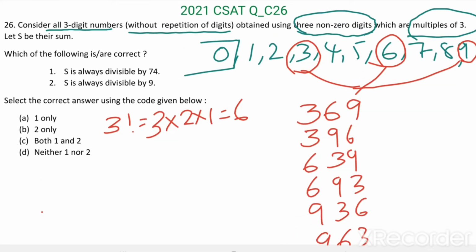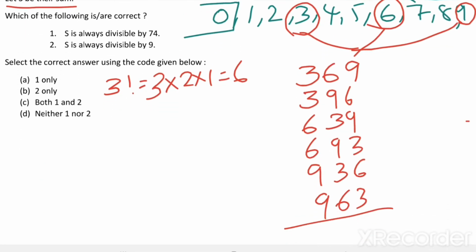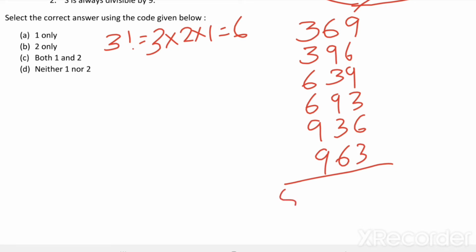The sum of all those numbers is S. Let us sum all these numbers. S equals 3 plus 6, 9, 9 plus 9, 18, 18 plus 18, 36, again 36 plus 3, 39. So 3996 is the sum of all these numbers.